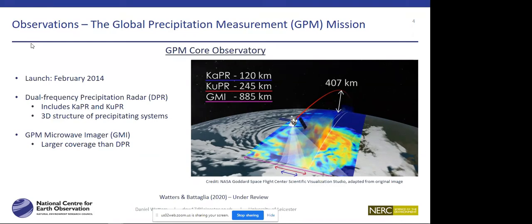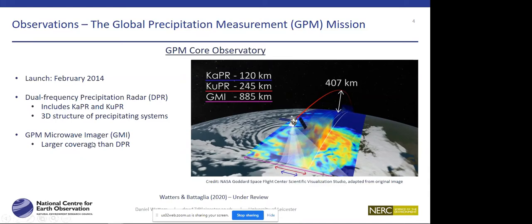The bonus of the radar is that, as you can see in this diagram, it covers this swath of 245 kilometers. The radar has ranging capabilities, so it's able to measure precipitation at different heights throughout the atmosphere and below the clouds. So it can tell us about the evolution of the precipitation on the way down to the ground.